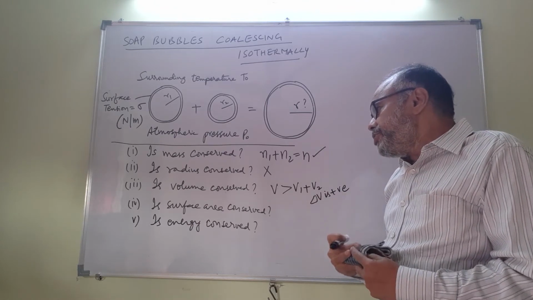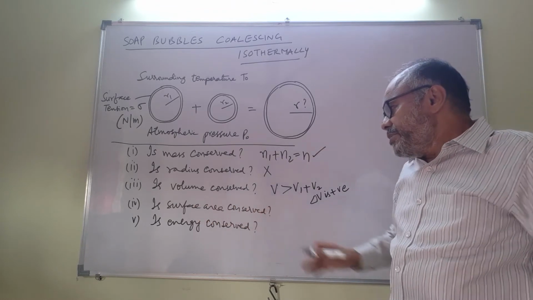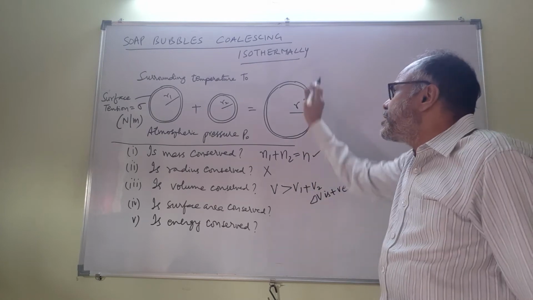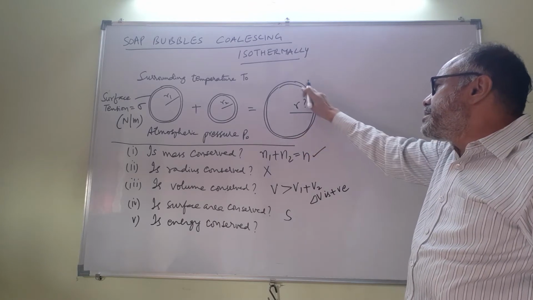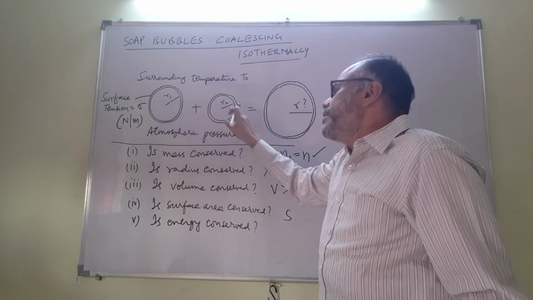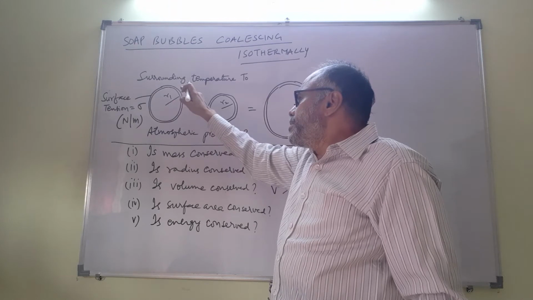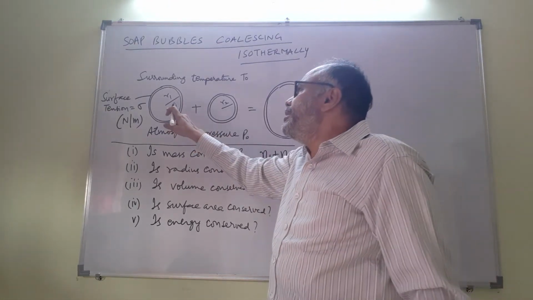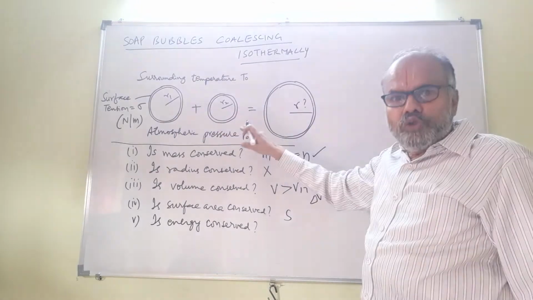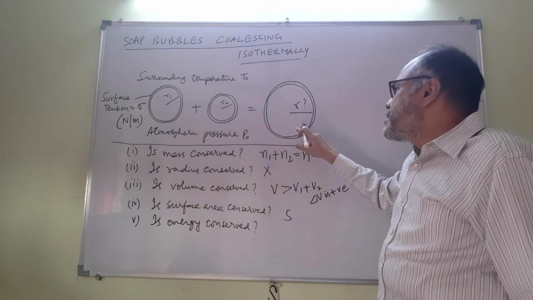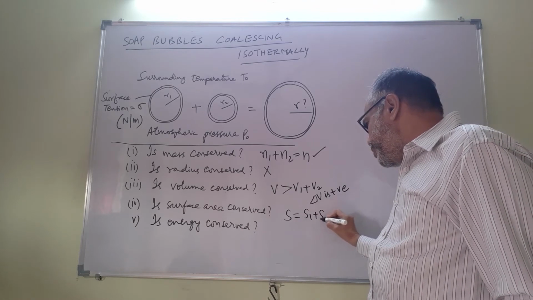Then the next question we would like to ask is whether surface area is conserved. That is, if the surface area of the final bubble is S, and the surface areas of these two are S1 and S2, what we mean here is that surface area is 4 pi r squared, but of course we will be considering the inside surface also. So S1 will be 8 pi r1 squared, S2 will be 8 pi r2 squared, and S will be 8 pi r squared. So we are asking whether S will be equal to S1 plus S2.